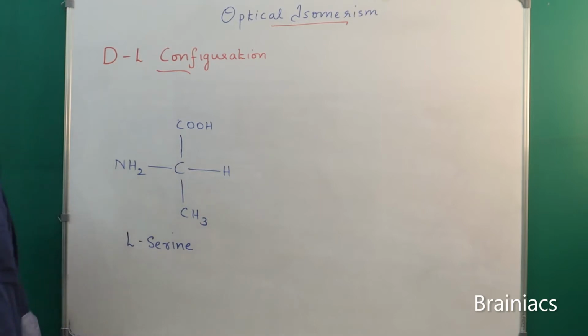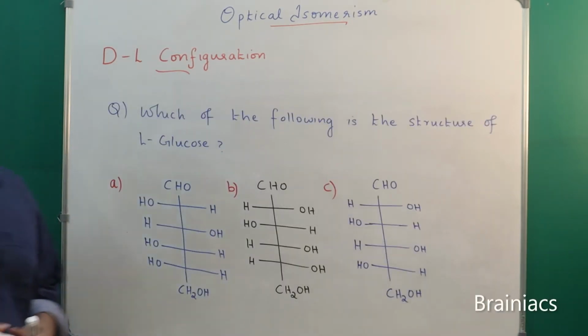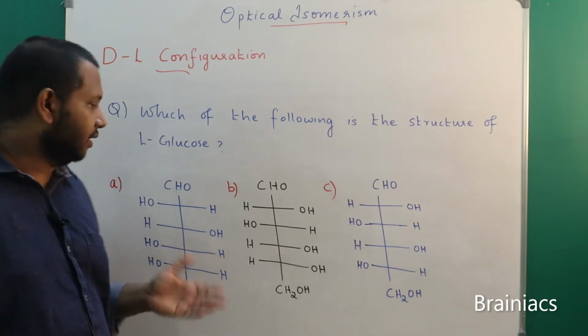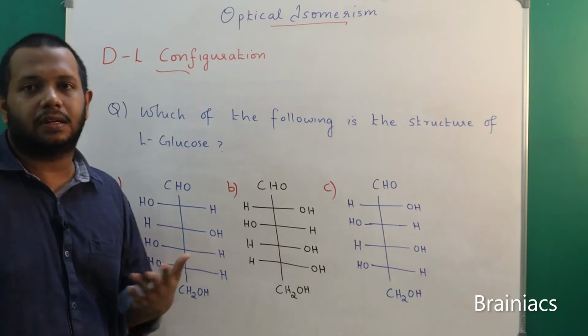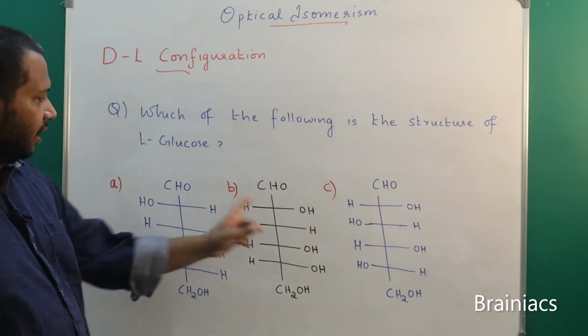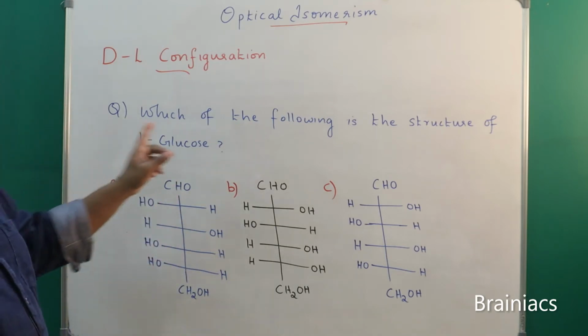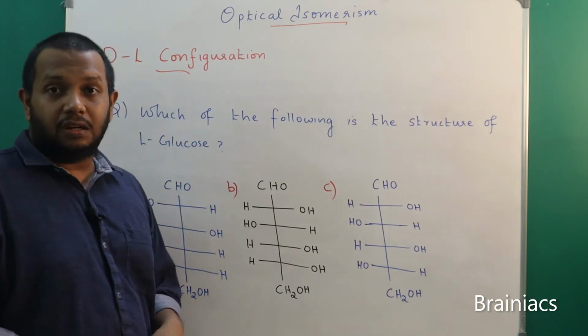Okay, so I hope this is clear for you. Next we have a question I have given for you, but this question I want to teach you. All these we have seen here is a single carbon system. There can be multi-carbon systems, for example in the case of glucose. So here the question is, which of the following is the structure of L-glucose?